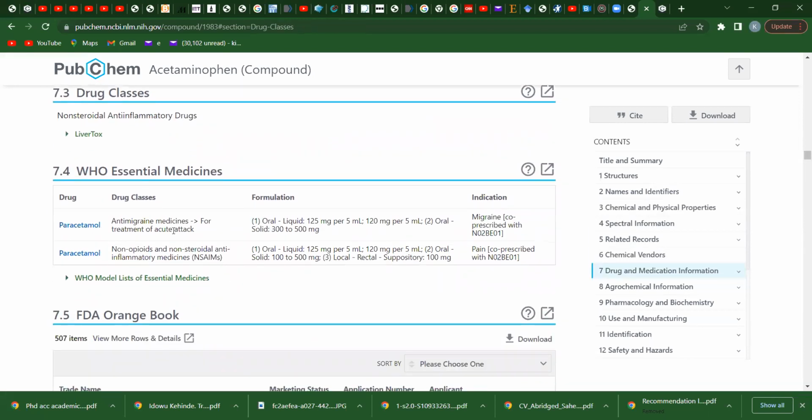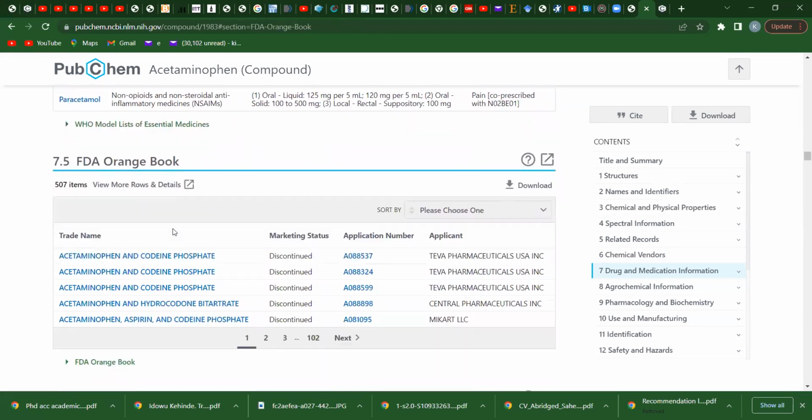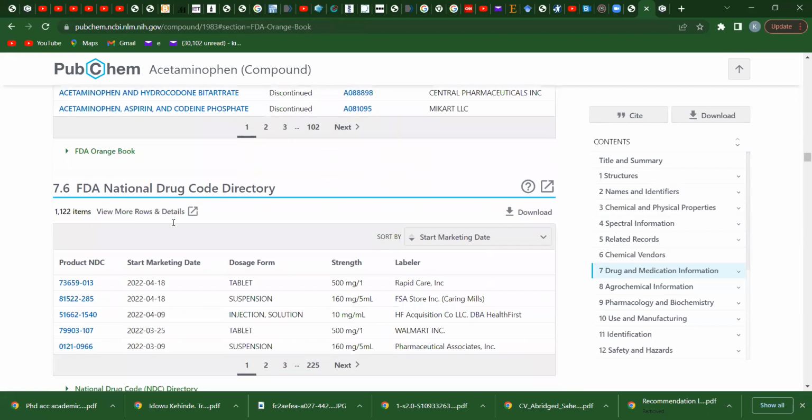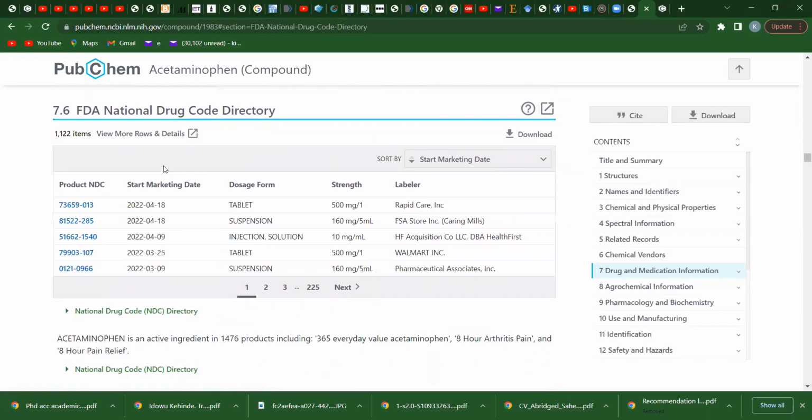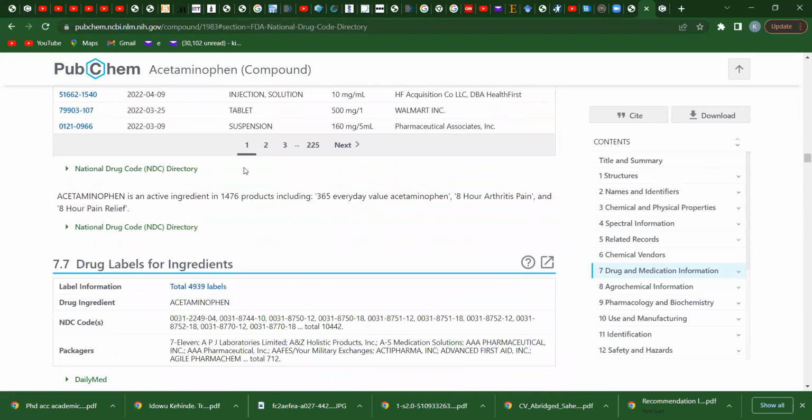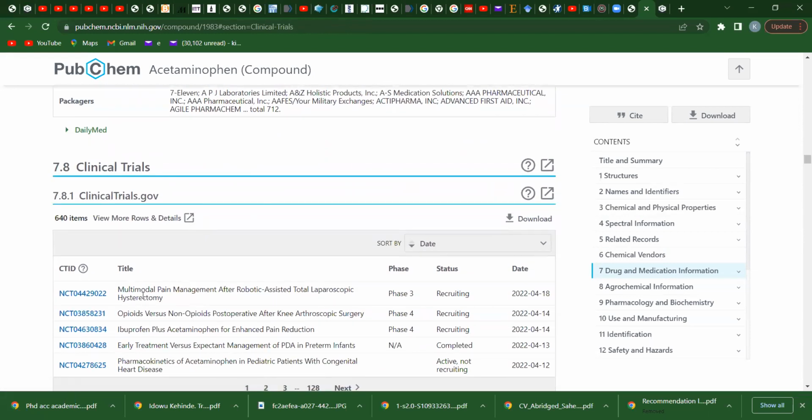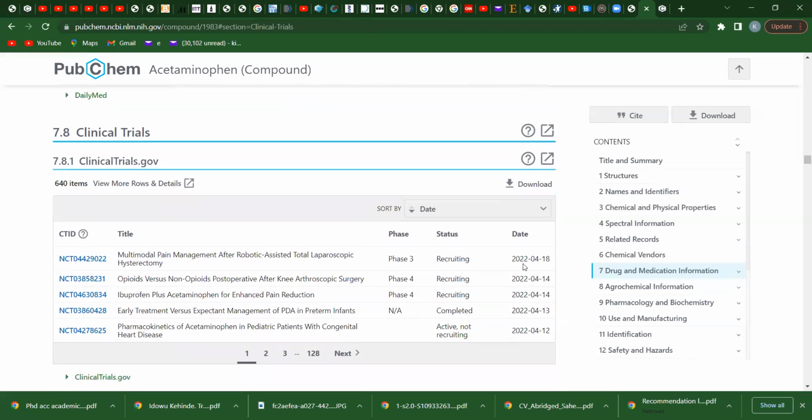It gives you a lot, even the formulation and indication, prescription, FDA Orange Book. That's FDA information about drugs, the FDA National Drug Code Directory, drug label for ingredients, clinical trials. You see, there are a lot of clinical trials, those that are ongoing and those that are completed. Maybe they are trying this. Can you see, this is multimodal pain management after robotic-assisted laparoscopy. They are using this paracetamol for a study on this, and the study is already at phase 3. Can you see? And that was as of April 18, about 4 days ago.